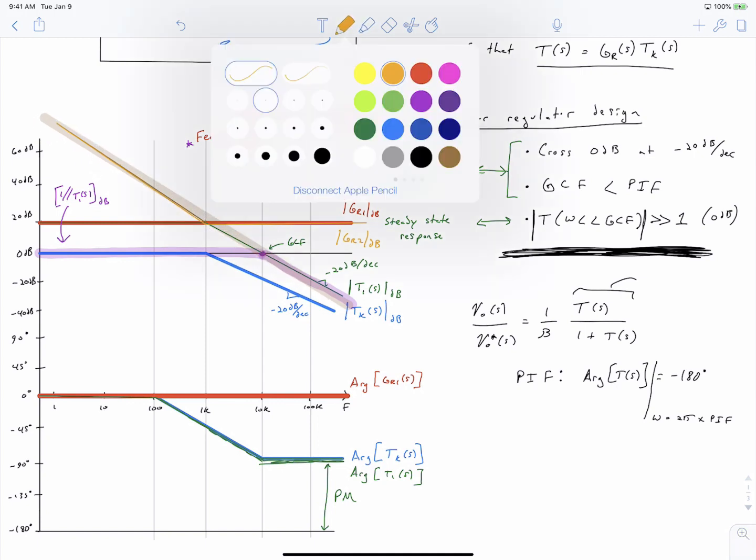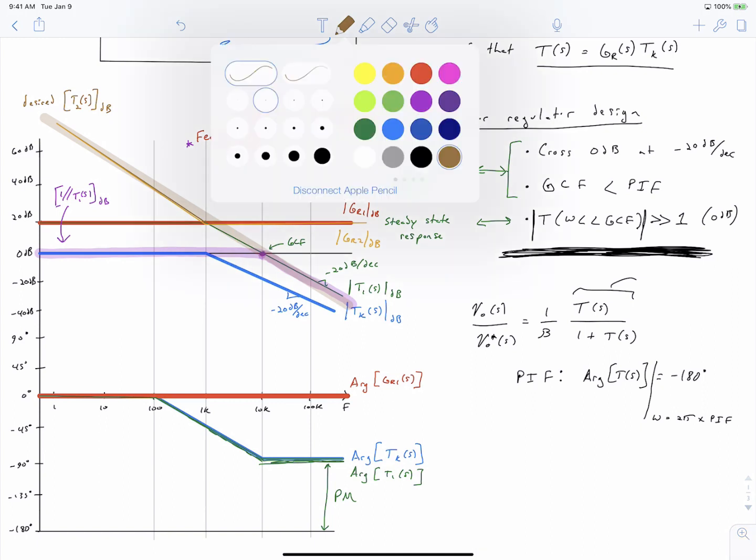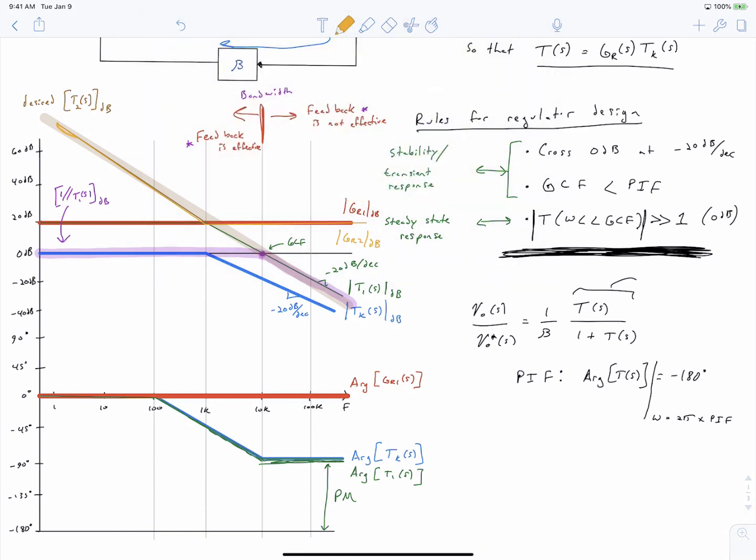And this is the transfer function that we want. This is our desired loop gain. And we're making that desired loop gain happen by the regulator transfer function that we've sketched in orange, which is this. So if you add the orange to the blue, you end up getting the brown.